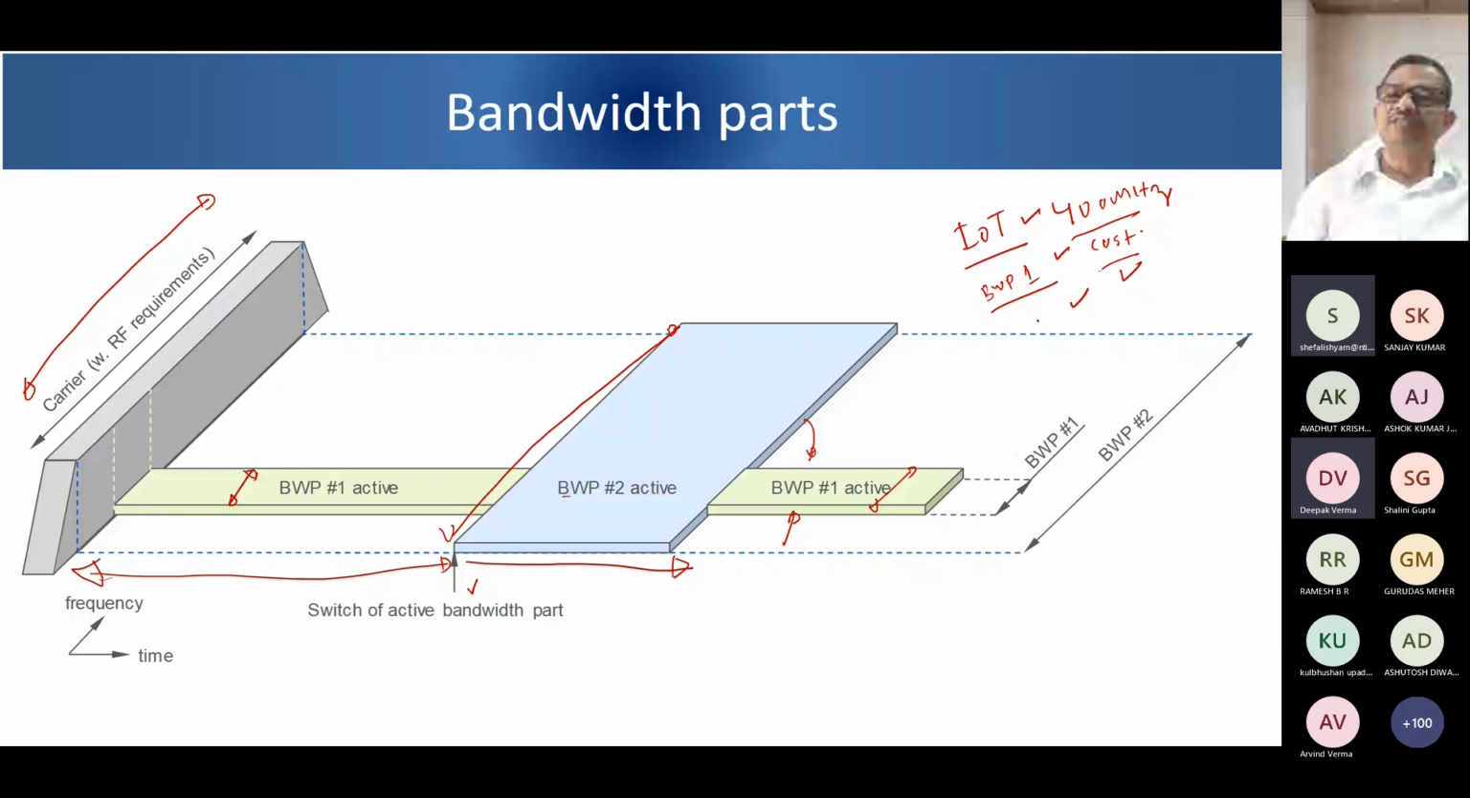So Sanjay, this is one of the reasons to have bandwidth part, in comparison to 4G, where even in IoT or wherever you have 4G devices, it has to support the entire 20 megahertz. Any question? Any question here?